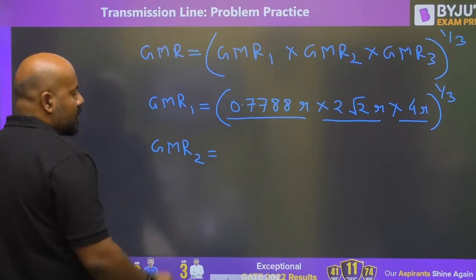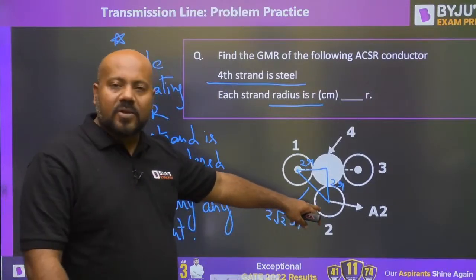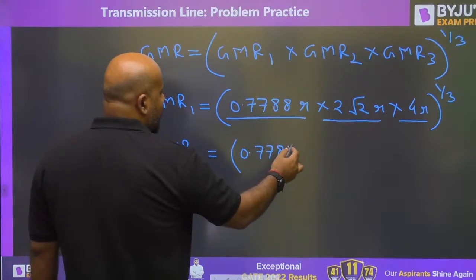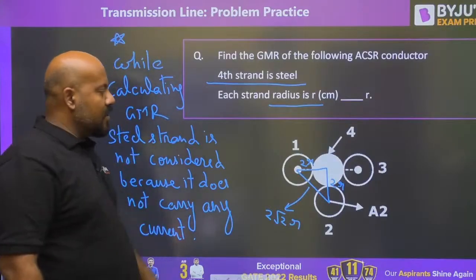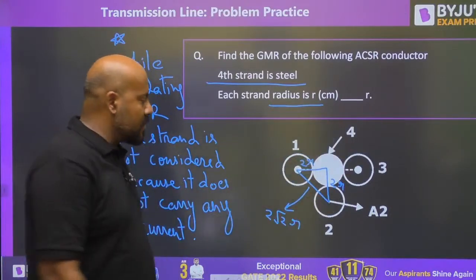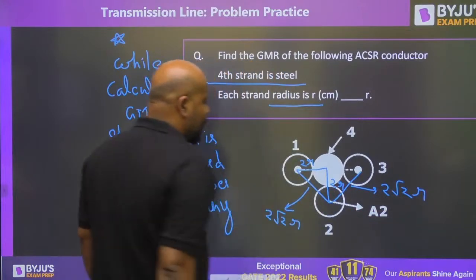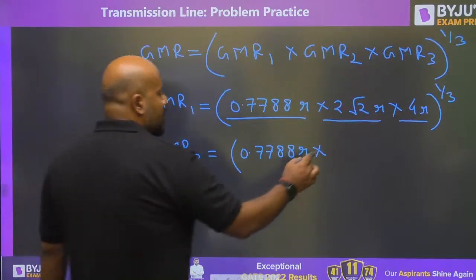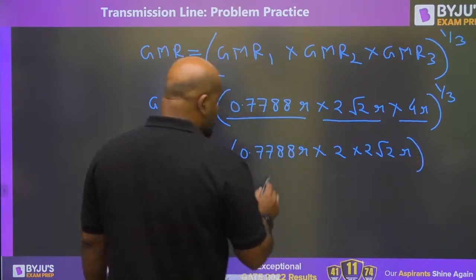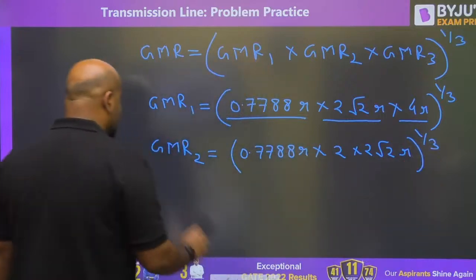Can you help me write GMR2? What is going to be GMR2? Effective radius for strand 2, that is 0.7788r. The distance between 2 and 1 and 2 and 3, that is 2 root 2r and 2 root 2r, because this distance is also going to be 2 root 2r. Yes or no? So this is going to be 2 into 2 root 2r. How many distances? 1, 2, 3. Power is 1 by 3.